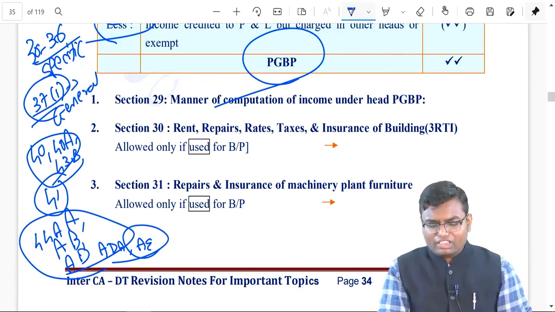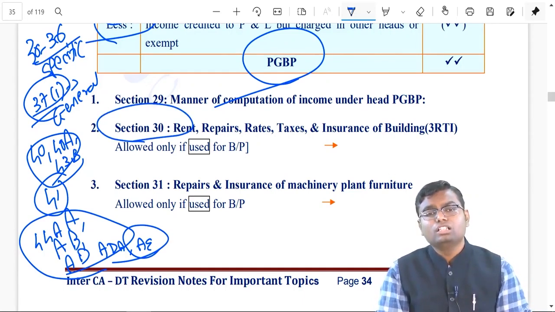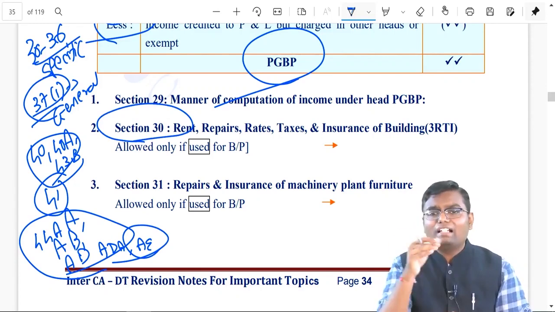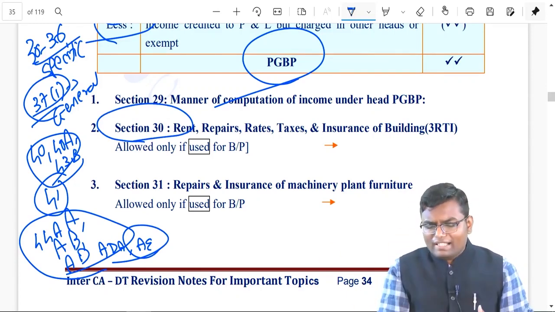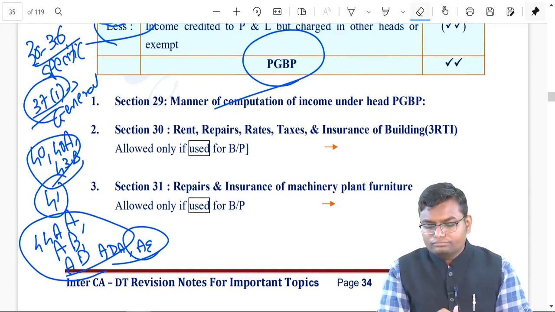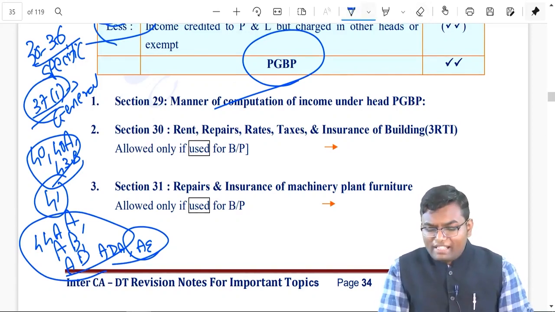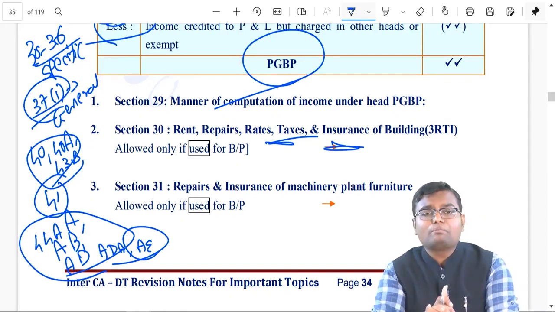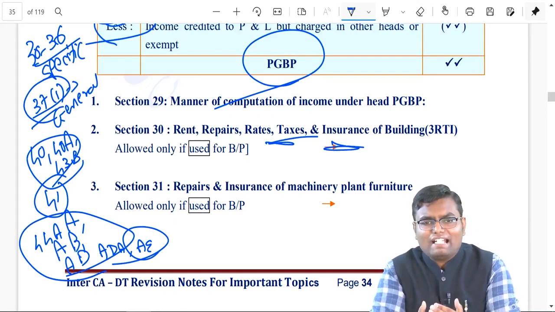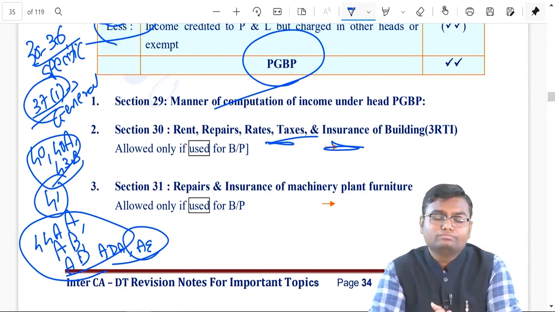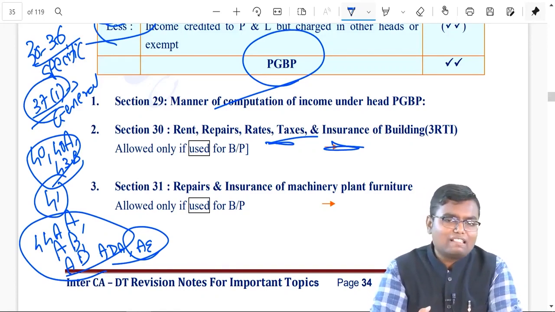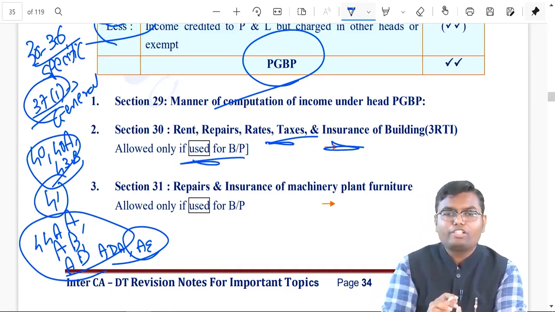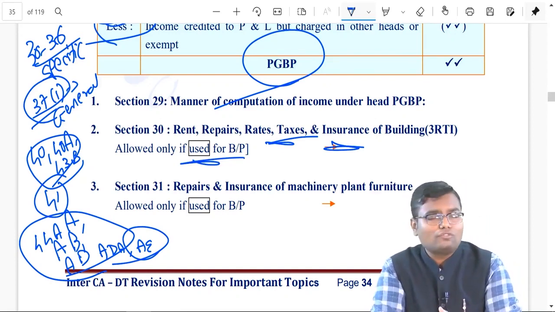Now the very first section is section number 30. See, if you have a building, you can claim RTI, meaning rent expenditure if the building is not owned by you, repair expenditure, you can pay rates and taxes, municipal tax, property tax, and you can pay insurance also for that building. Now this rent, repair, rates, taxes and insurance, that is 3RTI. This you can deduct while computing your PGBP income, but this can be deducted only if the building is used for your business or profession. If the building is not used for your business or profession, you can't deduct any of this expenditure.